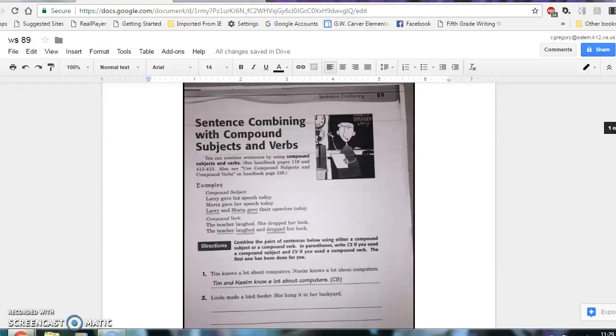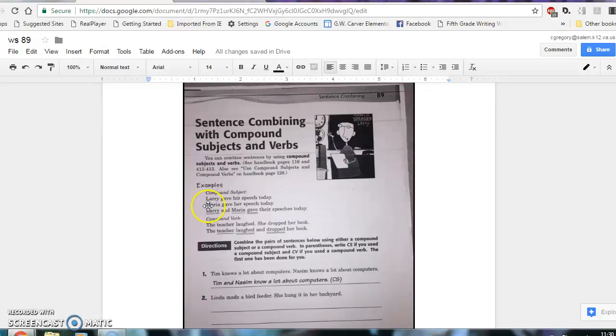This obviously says sentence combining with compound subjects and verbs, which we have learned that compound means two or more. So we are going to be making simple sentences, meaning one independent clause, but it might have two subjects or two verbs. It's not going to be a compound sentence. It will be a simple sentence because it's just one independent clause. All right, so let's look at some examples.